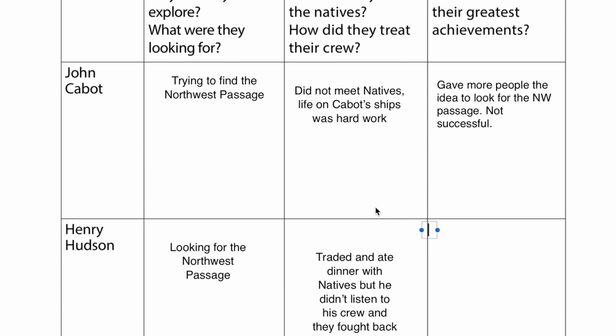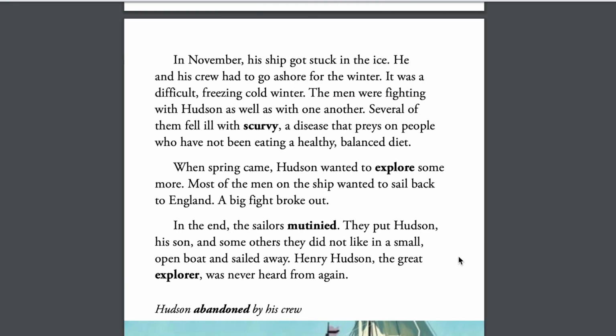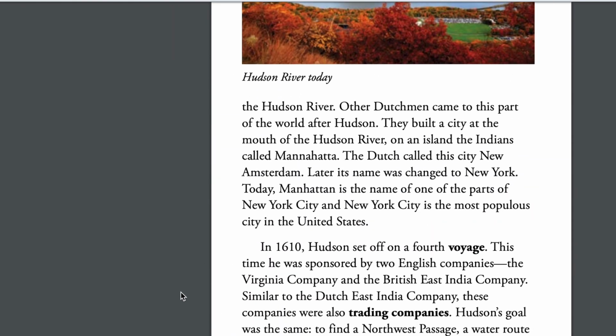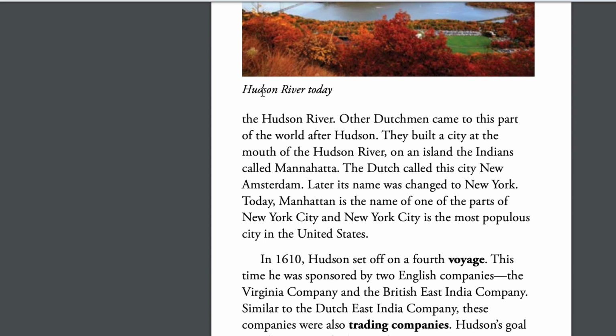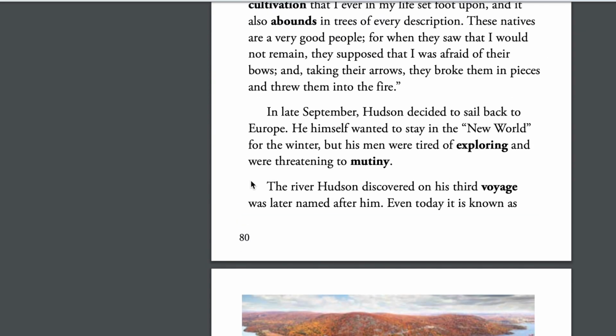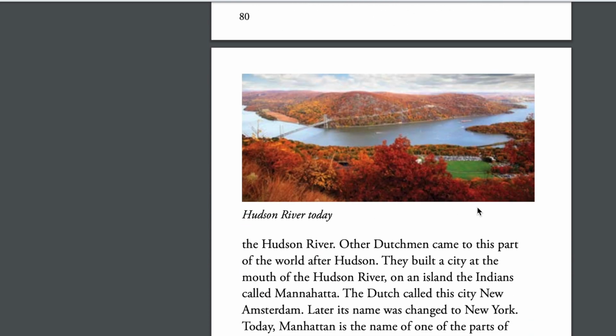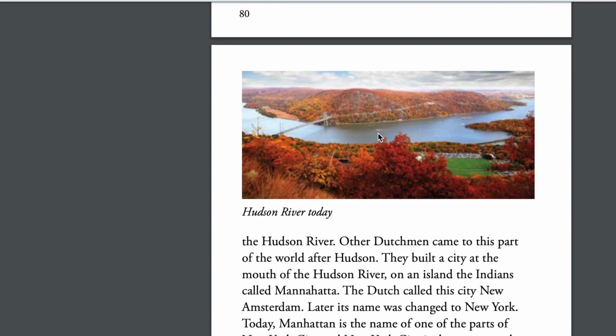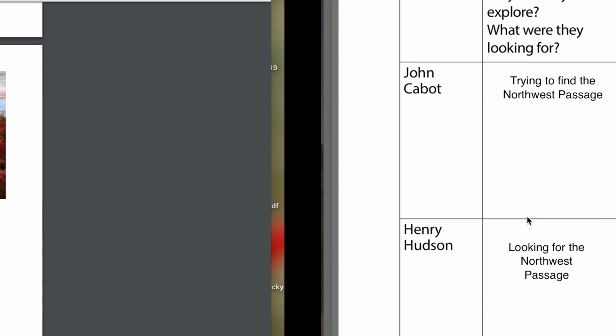Okay, that's Henry Hudson. What was his greatest achievement? Well, remember, the Hudson River is named after him. It says that here. The River Hudson, discovered on his third voyage, was later named after him. So he never did find the Northwest Passage, but he did discover, he was the first European to find the Hudson River. So we're going to put that here.